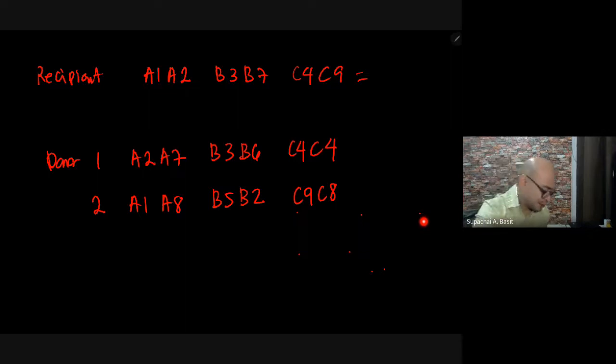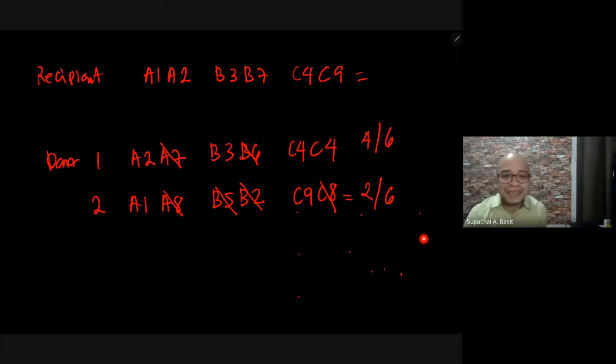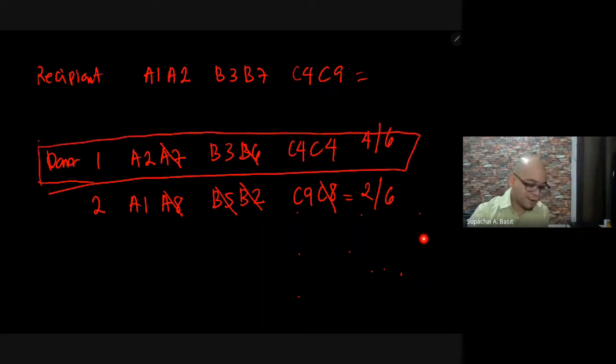So what do we do? A2 is a match, A7 is not, B3 is a match, B6 is not, C4 is a match. So here, you get 4 out of 6. Donor 2: A1 is a match, A8 is not, B5 is a match, B2 is not a match, C9 is a match, C8 is not a match. So here we get 2 out of 6. Obviously, we will be choosing donor 1 over donor 2. But donor 1 is not a 100% match, right?